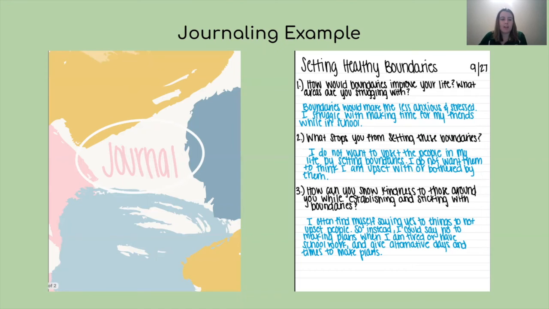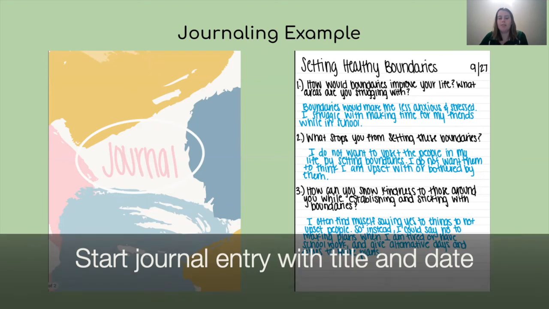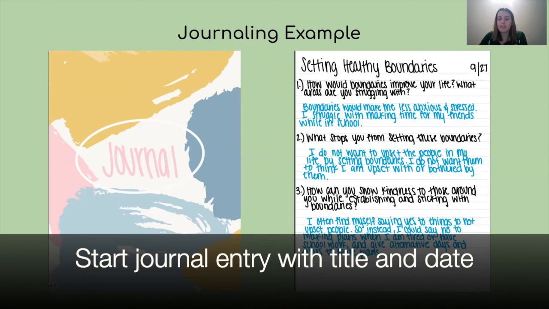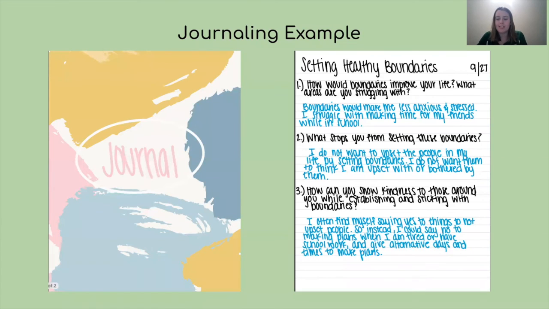So I just have like a nice little title page. So it sets it apart from all my schoolwork. And then I have the topic of the journal written and the date. I like to put the date because then you can look back on things that you've written and you can see like your progress or things that you may still need to work on, things that you're still feeling. So I think it's just a good way to keep track of everything.